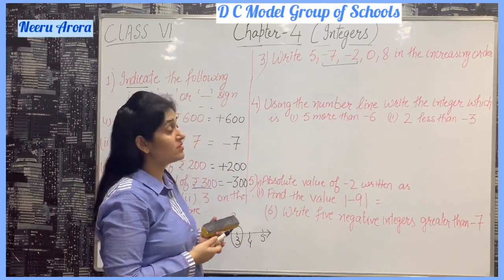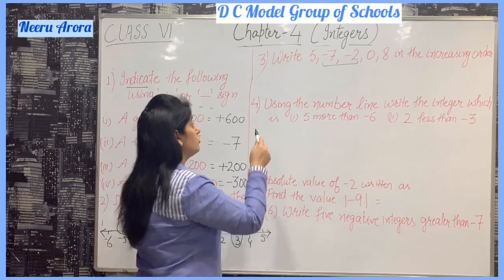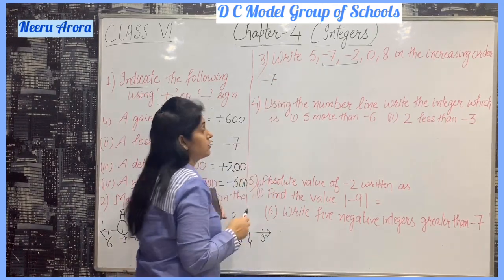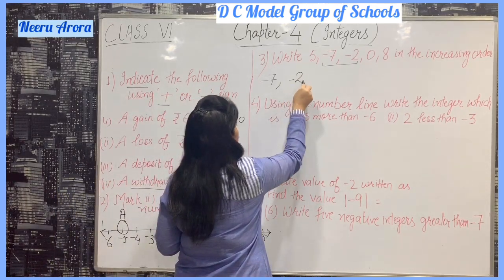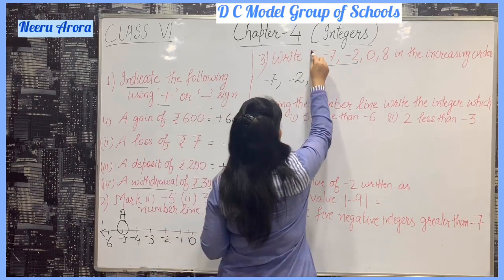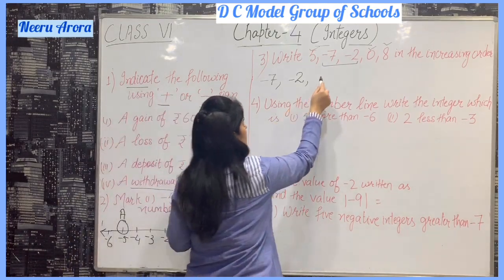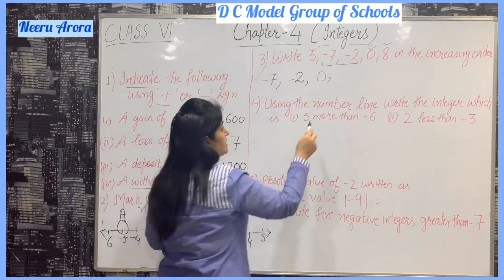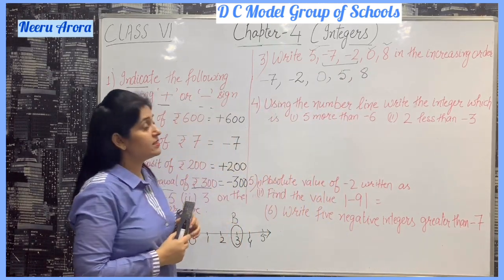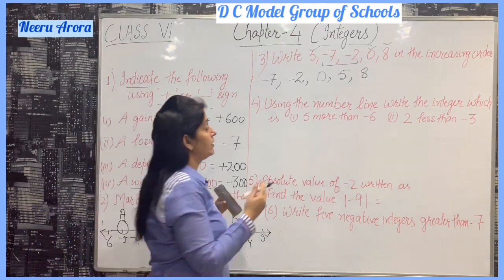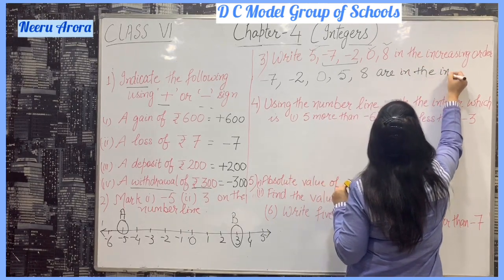So now see, which is smaller, minus 7 or minus 2? Which comes first? Minus 7 is less than minus 2. So the first number is minus 7, then minus 2. Now what is left? 5, 0 and 8. Minus 2 is less than 0. Now 0 is less than 5, and 5 is less than 8. So minus 7, minus 2, 0, 5 and 8 are in increasing order.